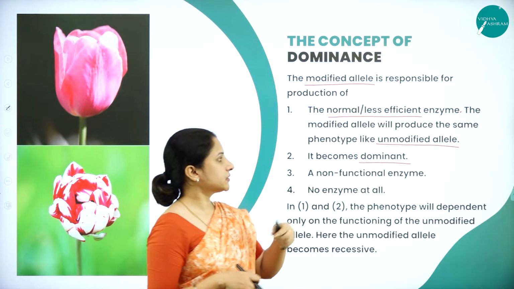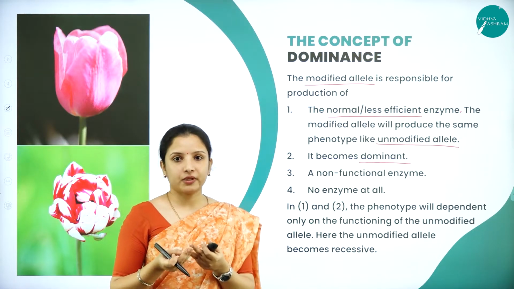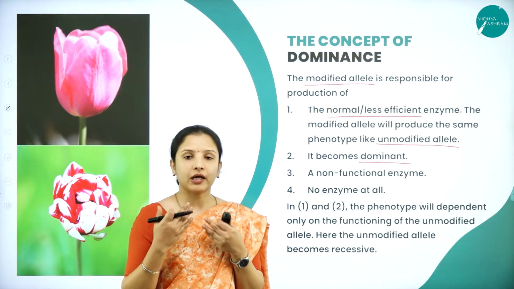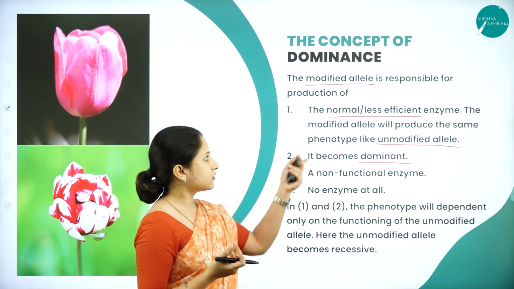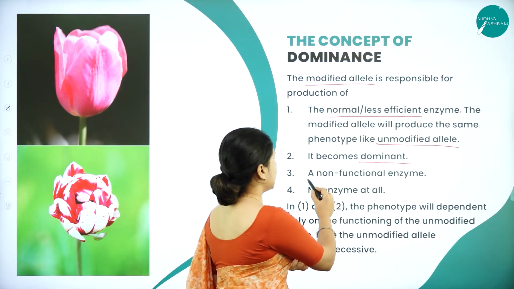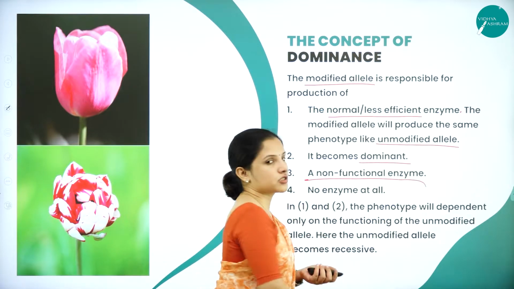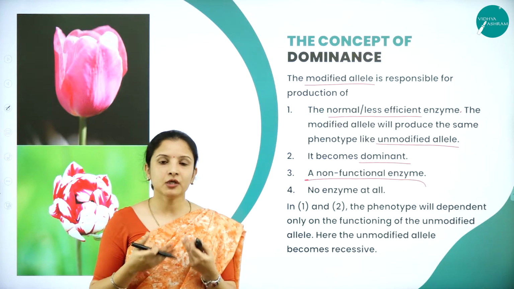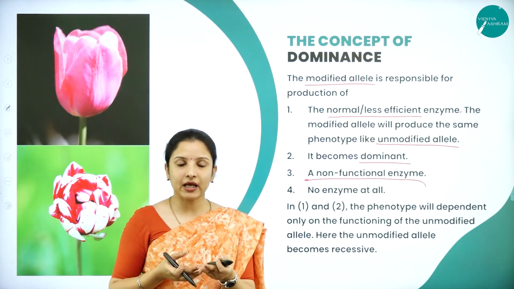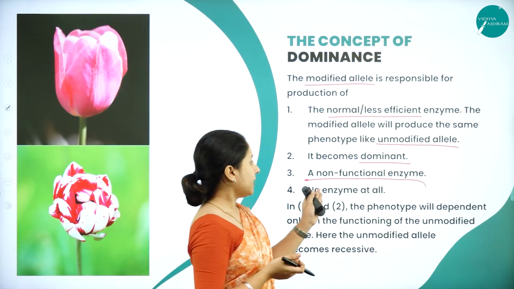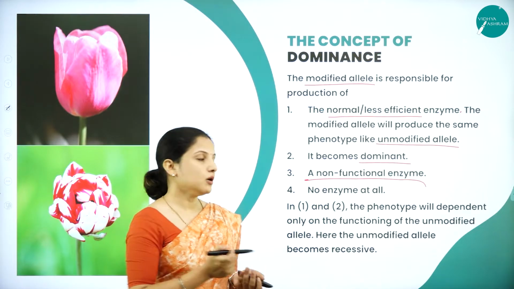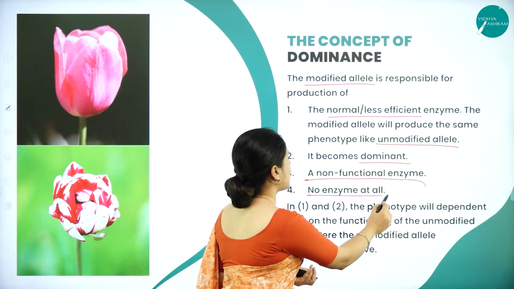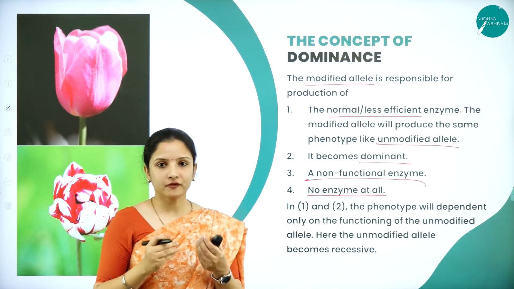And sometimes it may become dominant. One allele, whether it is the unmodified or the modified allele, may start to become dominant. So that also may occur, or sometimes it may become non-functional. The enzyme itself will become non-functional because the allele has been modified. And sometimes no enzyme will be produced at all because of the modification. So all these may occur in the case of the concept of dominance.